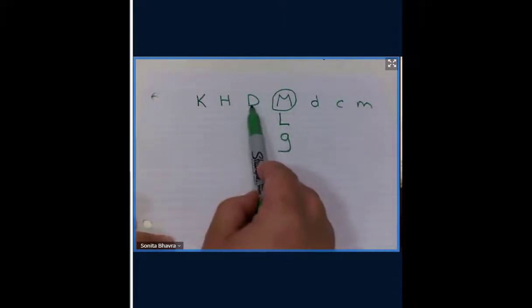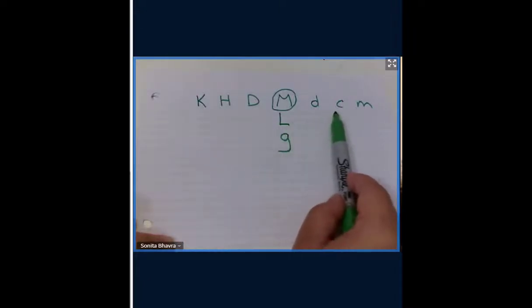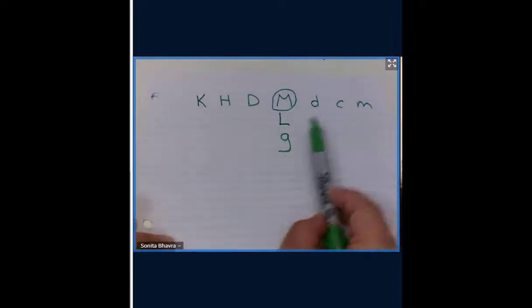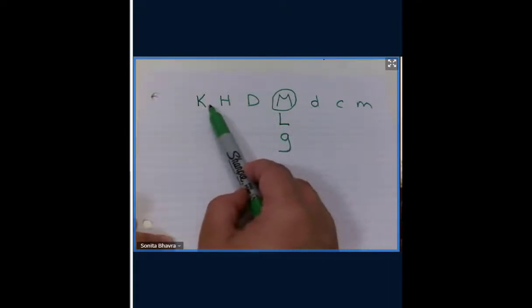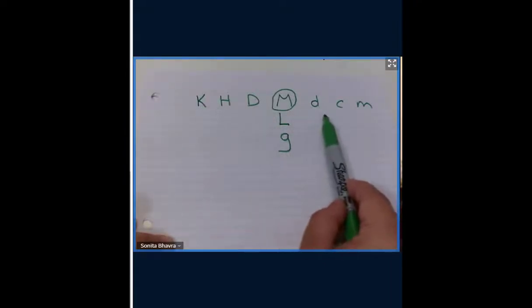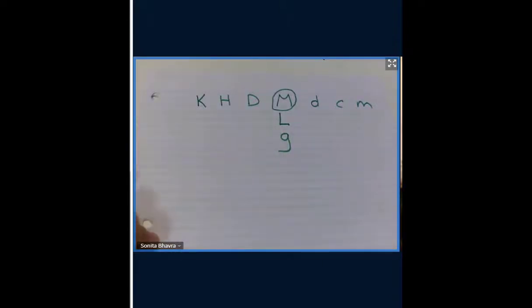Kiloliters, hectoliters, decaliters, liters, deciliters, centiliters, milliliters. If it was grams, then you'd have kilogram, hectogram, decagram, gram, decigram, centigram, and milligram. All right, so you can still use this to do your conversions.